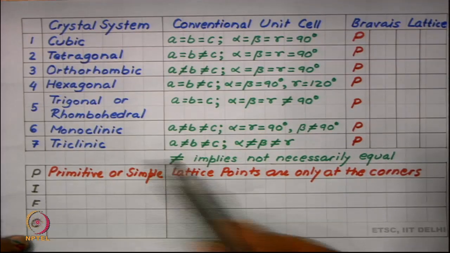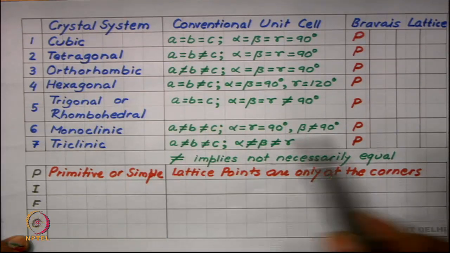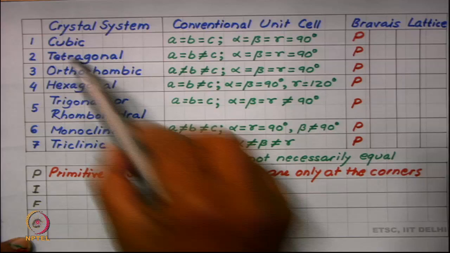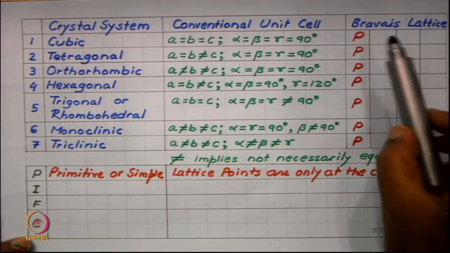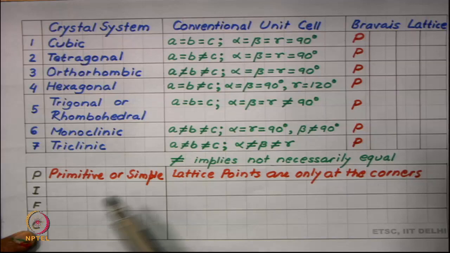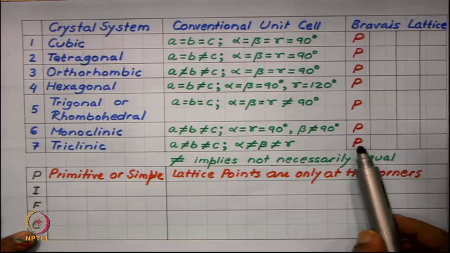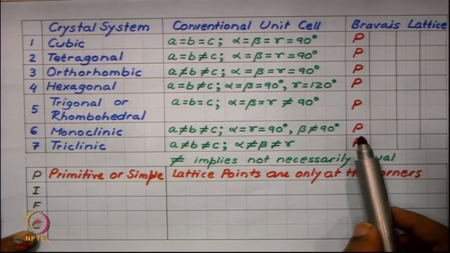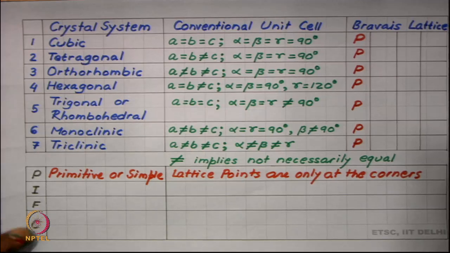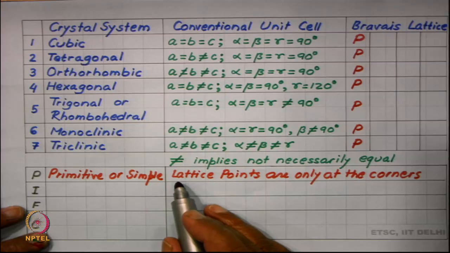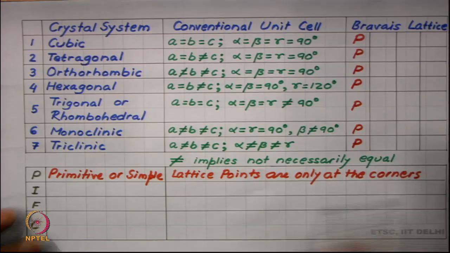But let us try to understand the meaning of the crystal system and Bravais lattices. So, 7 crystal systems, we have 14 Bravais lattices. In each crystal system, there are one or more Bravais lattices. P, which stands for primitive or simple, is present in all of them. So, we have 7 primitive or simple lattices, one each in the 7 systems. P stands for primitive or simple, which means lattice points are only at the corners of the unit cell.